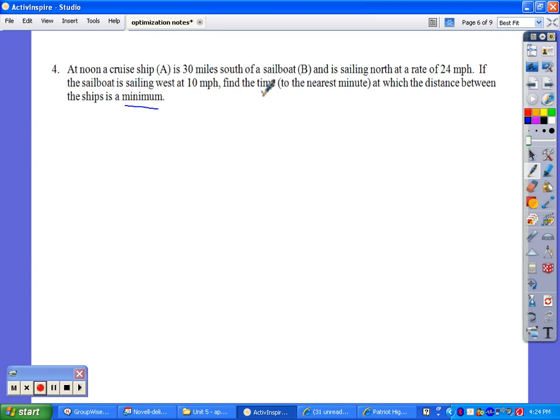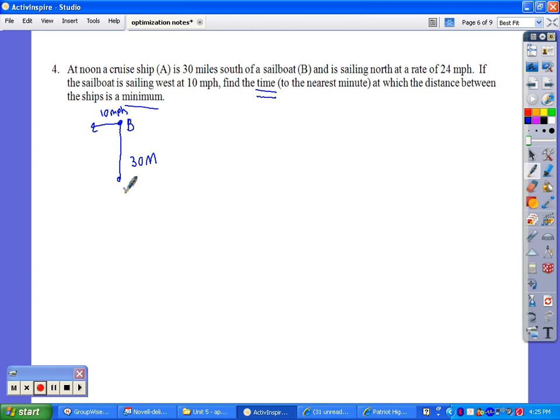So we're trying to minimize time, and that's key because we need to get the equation in terms of time. So always draw a picture. So we have a sailboat B, and we have another ship that is 30 miles south of it. Okay? And this sailboat B is traveling west at 10 miles per hour. Okay?